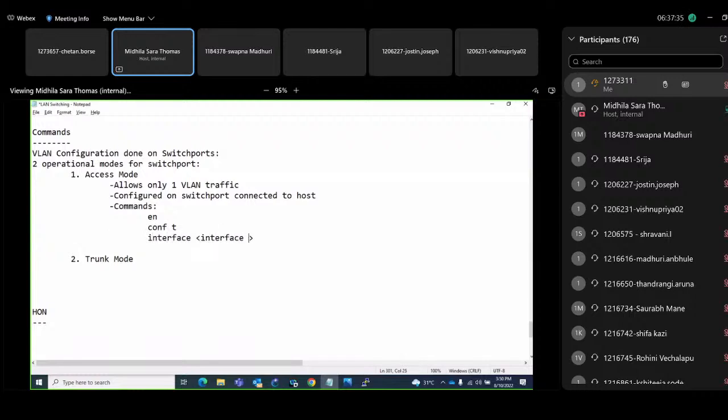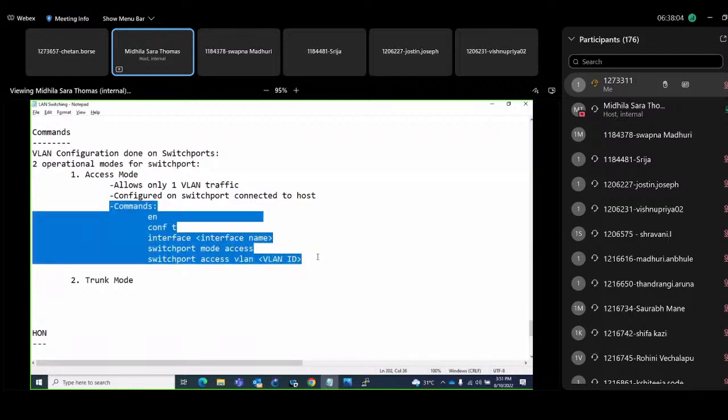This is the command. In the interface, you have to give the command switchport. I'm going to make this interface an access port, and which VLAN will travel through it? It allows only one VLAN traffic. Switchport access VLAN, and then the VLAN ID. I am giving it in the chat box. Please copy paste it. Give me a thumbs up.